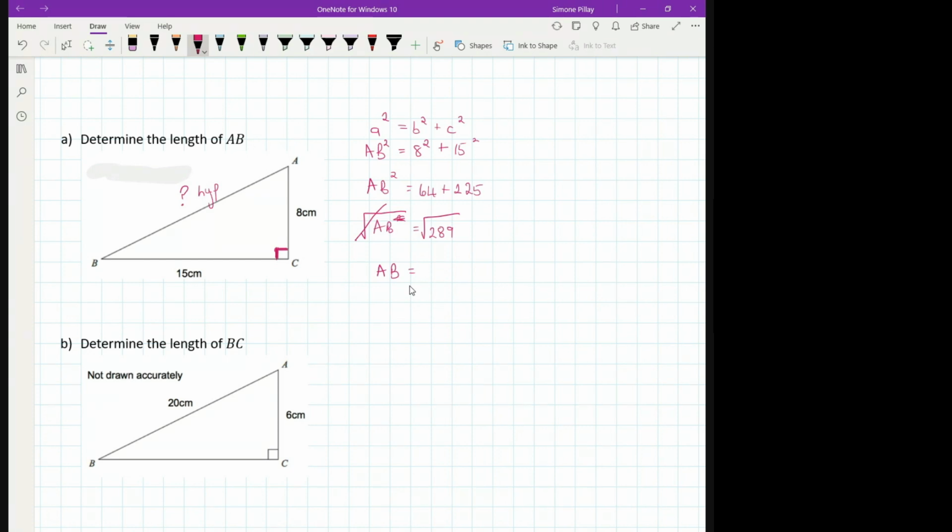So then AB is equal to 17, ma'am. 17. Beautiful. And 17 what? 17 centimeters, ma'am. Centimeters. And are we done? Yes, ma'am. No, not yet. What are we missing?